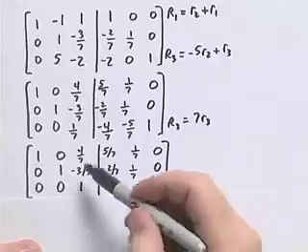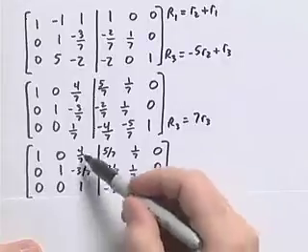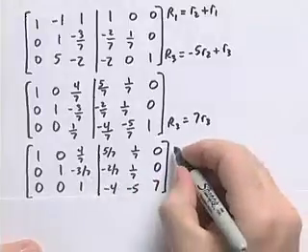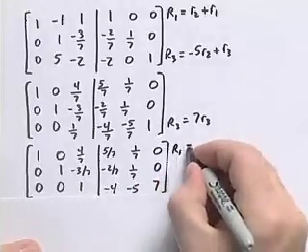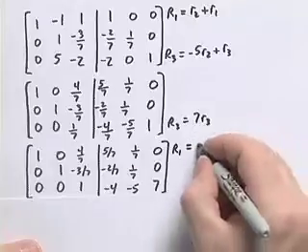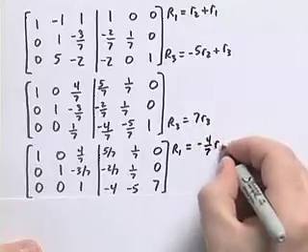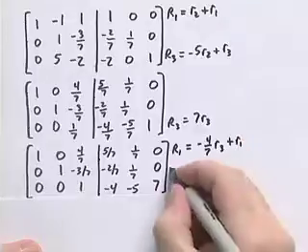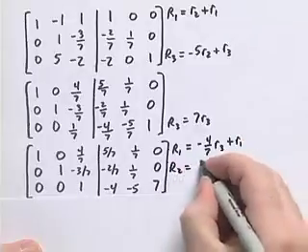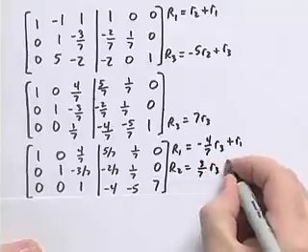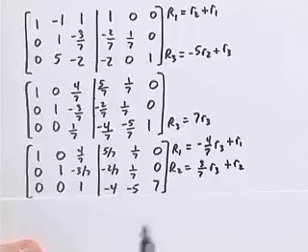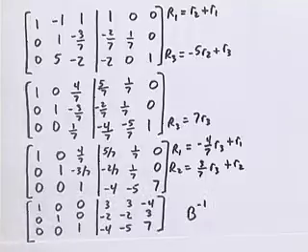The last thing we need to do is to get zeros above this 1. We need a 0 here, and we need a 0 here. To do that, our new row 1 is going to equal negative 4/7 times row 3 plus row 1. Our new row 2 will be 3/7 times row 3 plus row 2. We're not changing our third row, so we're just going to rewrite that. Notice our third row is the same.